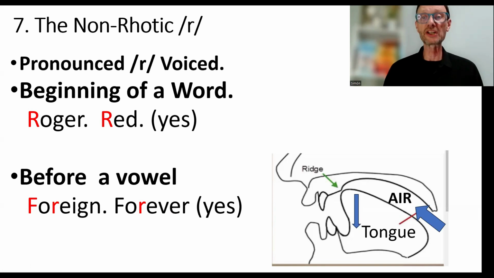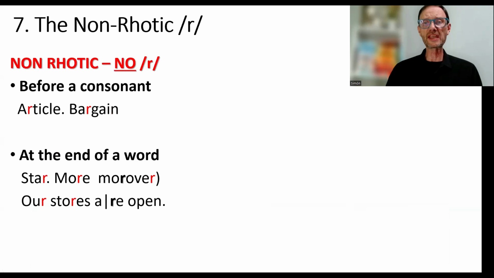At the beginning of a word, we do pronounce the r, because if not, what would it sound like? Roger, red. So yes, we pronounce it. And before a vowel, foreign, forever. Now, we call the R in standard British English non-rhotic, which means basically you can't hear it.